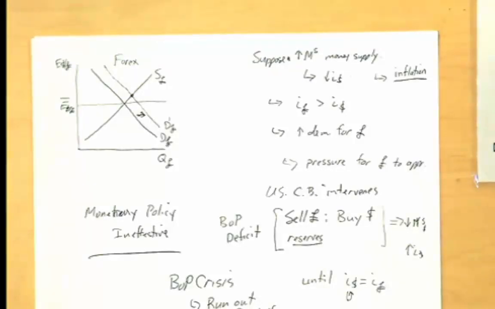So here's a solution. One solution is to tie your hands in a way. Make it unable for you to increase your money supply by too much. And one effective way to do that is to fix your currency to another country. You just announce that you're going to have a fixed exchange rate to another country and you're going to maintain it.